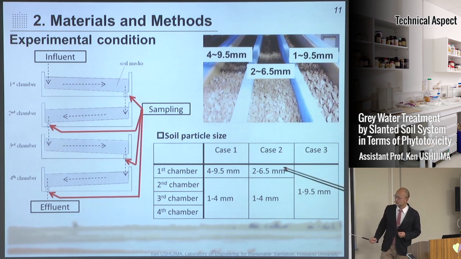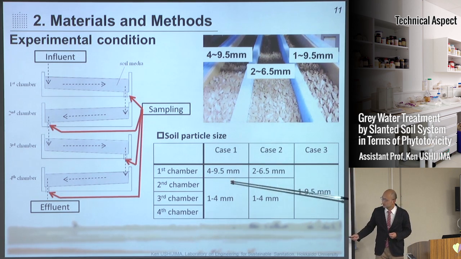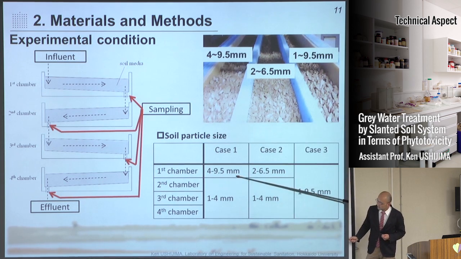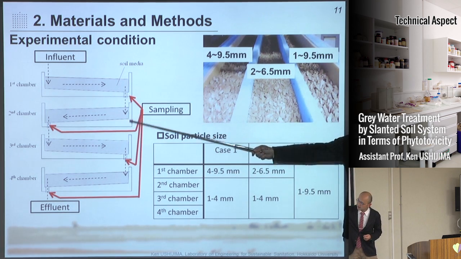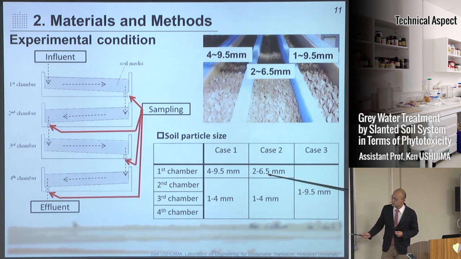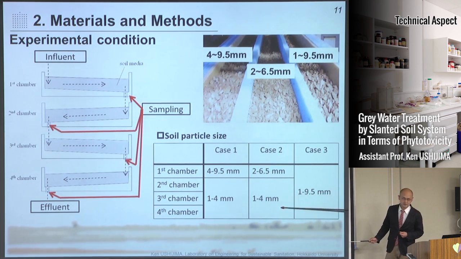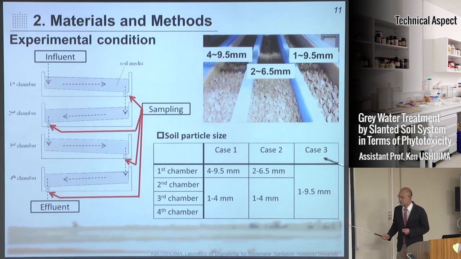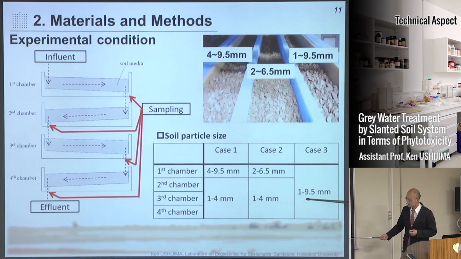These are independent. For case 1, we used coarse soil in the first chamber and fine soil in the second, third, and fourth chambers. For case 2, we used middle-sized soil in the first chamber and fine soil again in the second, third, and fourth. Regarding case 3, we chose a little wider range of soil sizes, 1 millimeter to 9.5 millimeters.